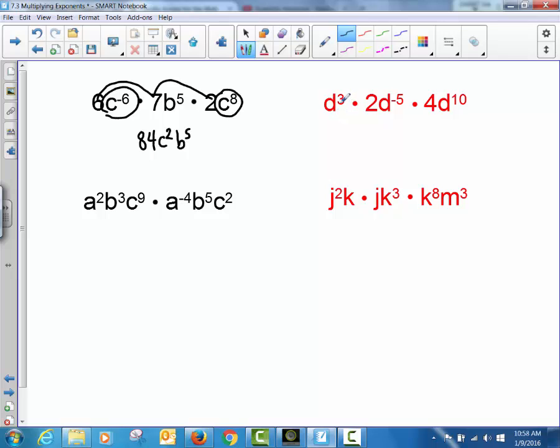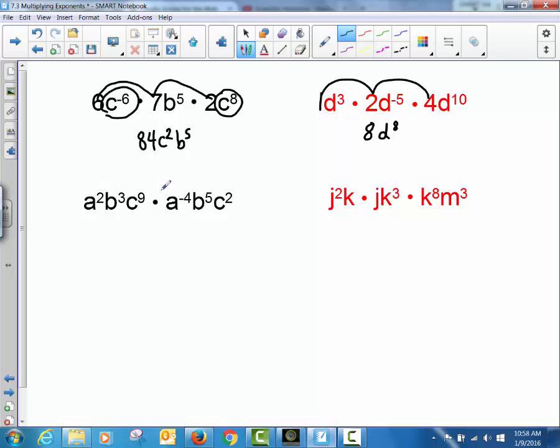Alright, we've got d to the 3rd. This is a 1, so we go 1 times 2 times 4 gives us 8. D to the 3rd times d to the negative 5th times d to the 10th. The bases are all the same, so we keep the base and we add the exponents. 3 plus negative 5 gives us negative 2, plus 10 gives us positive 8. Okay?